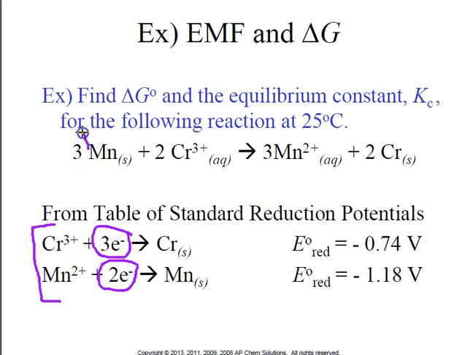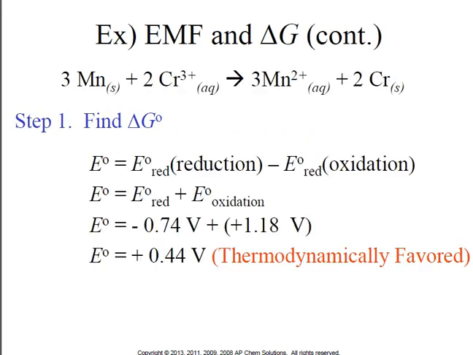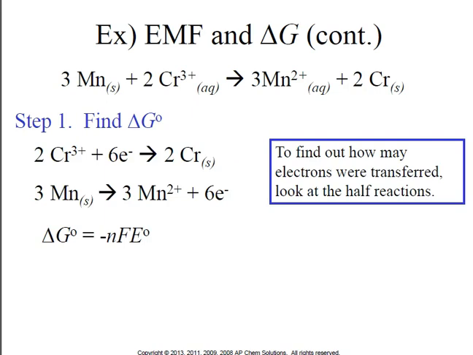So look at what they did. They multiplied the manganese by 3, so this would be 6 electrons, right? And they multiplied the chromium by 2, so this would also be 6 electrons. So 6 electrons were lost and 6 electrons were gained. So our N value then is 6.